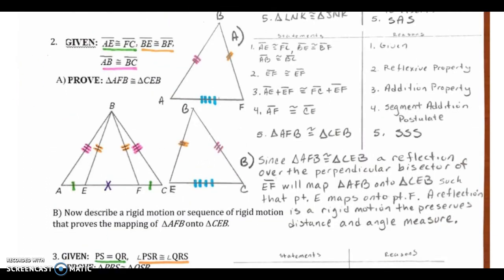All right, here's the second proof. Again, pause the video if you need, take a look at it. Again, you can see the redrawing of the two triangles. It makes it a little bit easier to see. And these were pretty quick proofs, very straightforward. For letter B, describing a rigid motion or sequence of rigid motions, this is not something that you should have forgotten since Unit 4. It's still something that you need to be able to do.